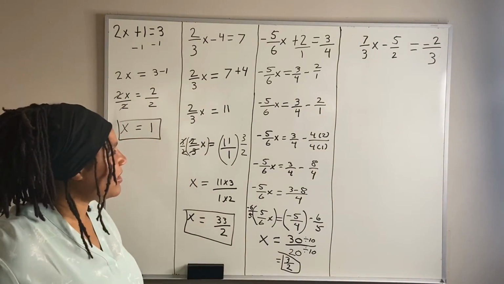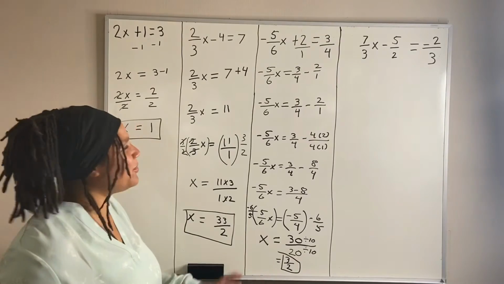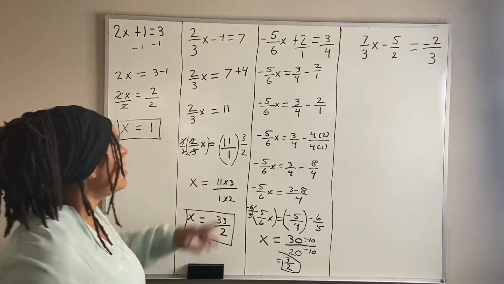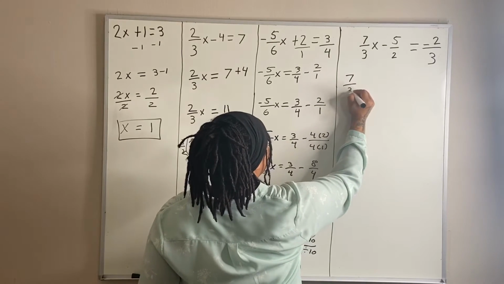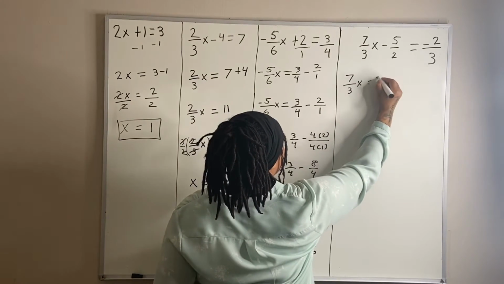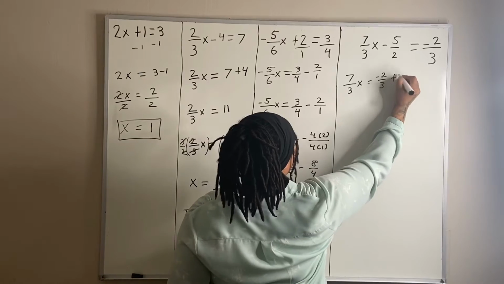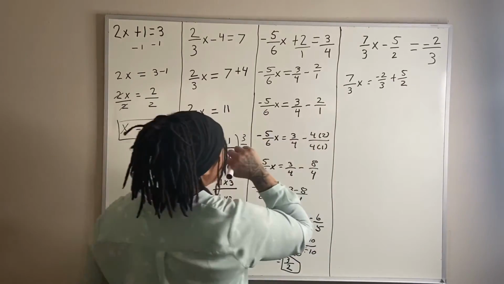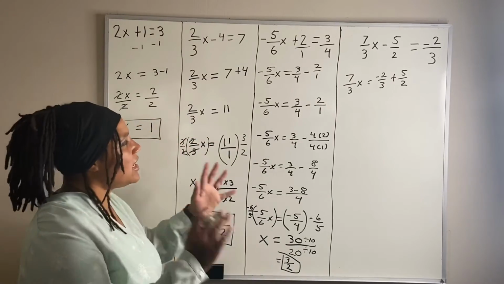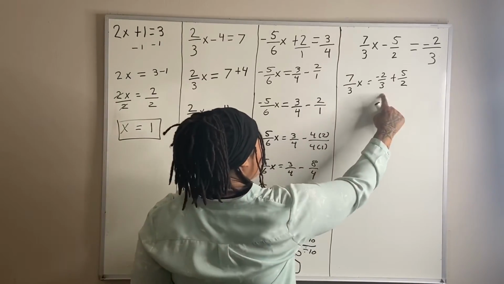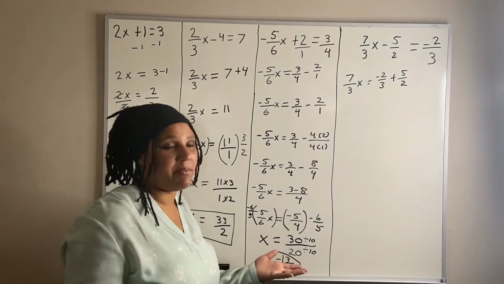So, okay, let's look at our last example, and then we'll just have like 2 more after this. We need to isolate x. So I'm going to run through this really fast. 7/3 x is equal to negative 2 over 3 plus 5 over 2. And why are we doing that? Because we have a negative sign, so we need to add both sides by 5 over 2. So now, what is our common denominator? Our common denominator is a 6.